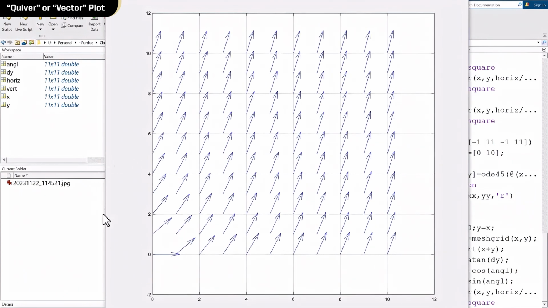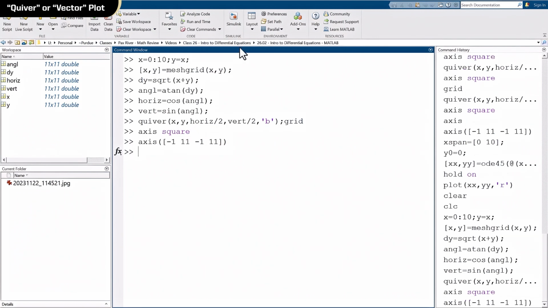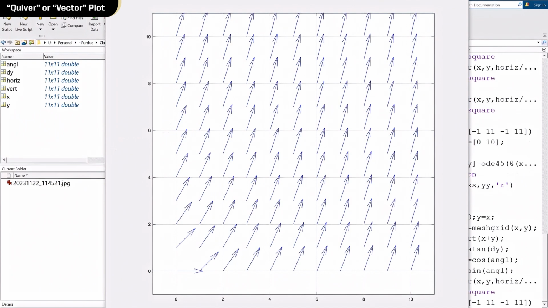Now the other one is that the x and y axes aren't the same, so I'm going to go ahead and hardwire the axis limits in. I'm going to go from negative 11 to 11 in both directions. And so there, that's looking pretty good. So you can see that at every xy point in this field, there is a slope.